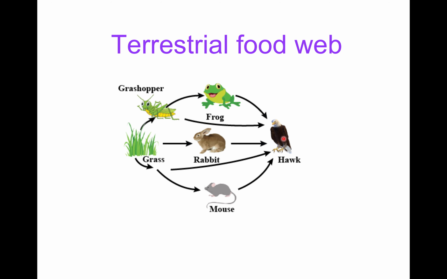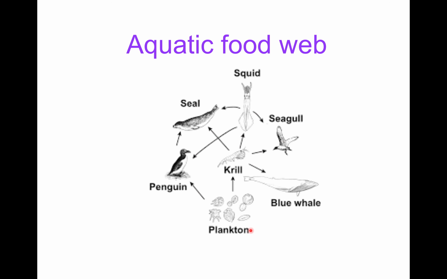Now we will see aquatic food web. In it you can see plankton are being eaten by krill, blue whale, or penguin. And penguin can be eaten by squid or seal. Now krill can be eaten by squid or blue whale or seagull. So see, there are so many food chains in one example of food web.